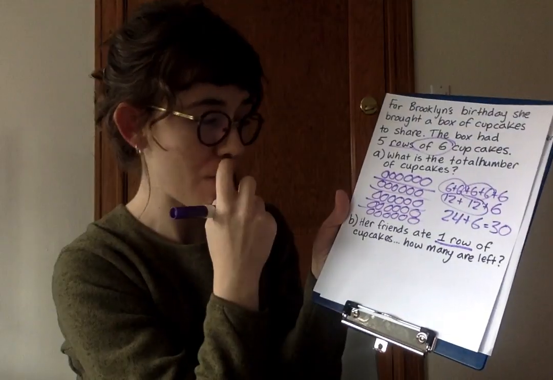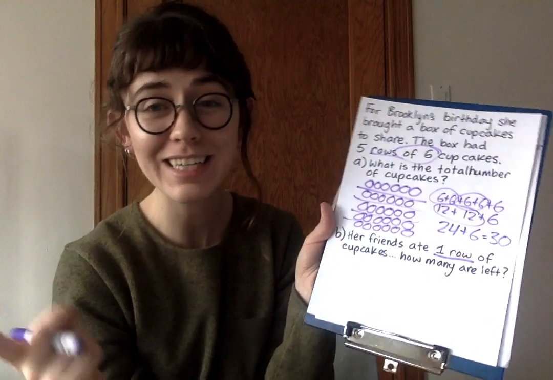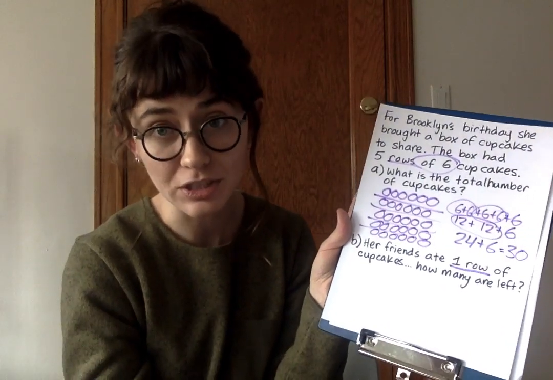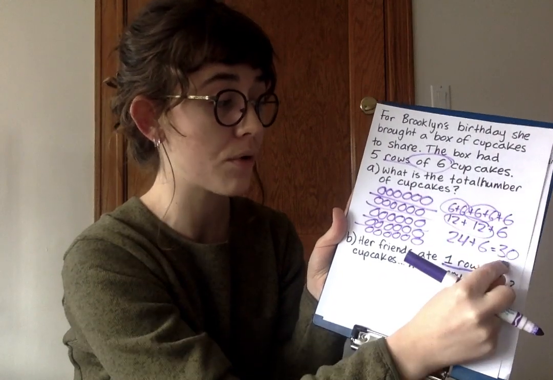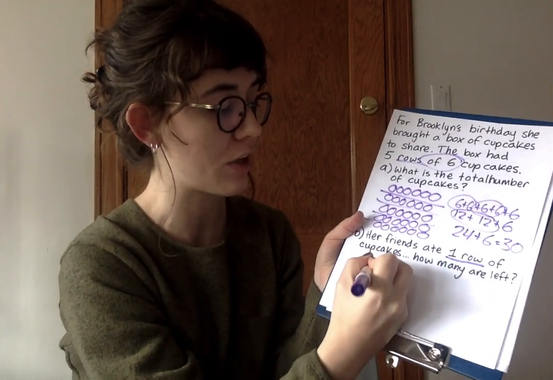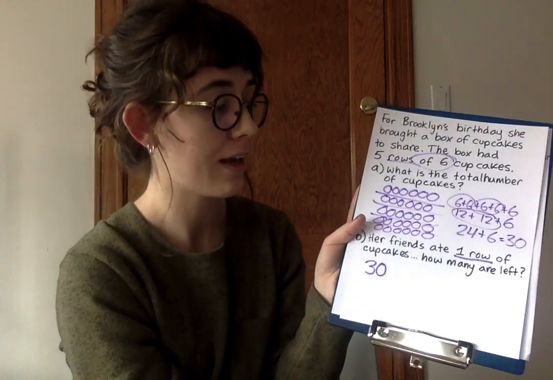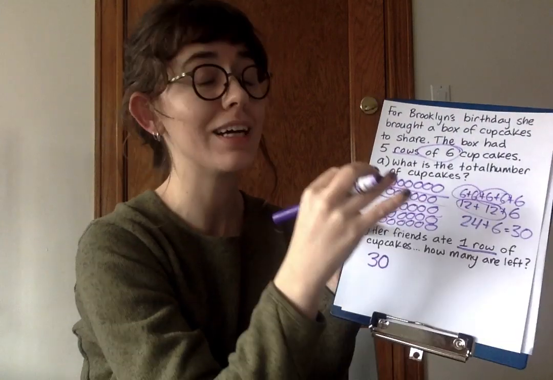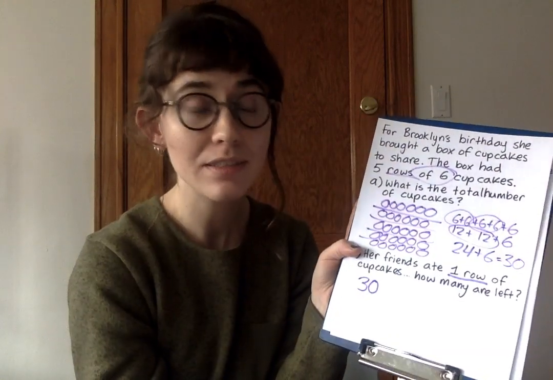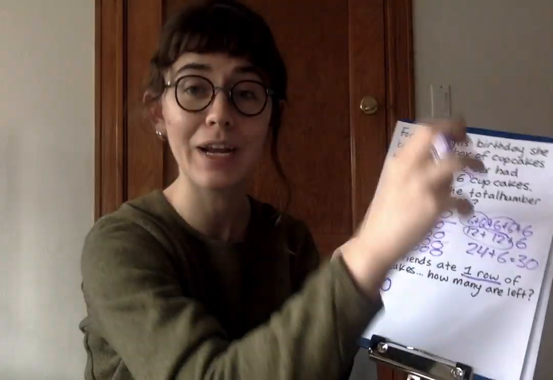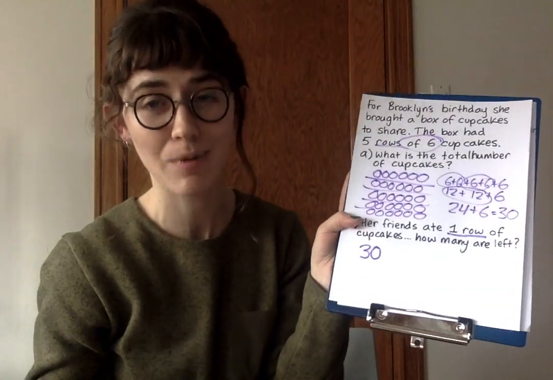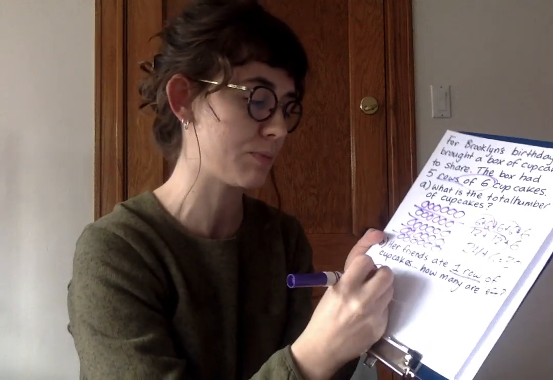So it says 1 row of cupcakes. The first thing I needed to do is think, how many is she starting with? Up here it said that she had 30 total cupcakes. So I'm going to say she's starting with 30. When a question asks me how many are left, I know that I'm looking for a part. We're starting off with a whole, and we're eating some of those cupcakes, and we're going to have a part left over. So that means I'm going to subtract.